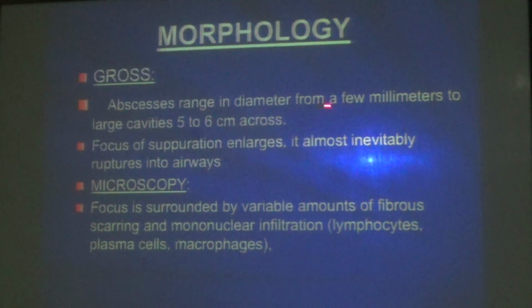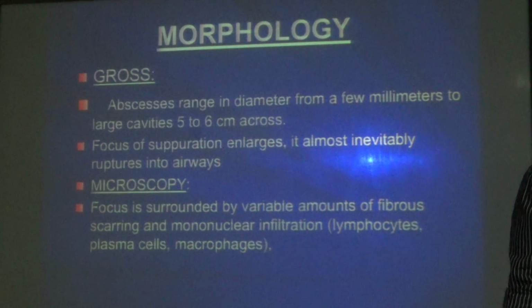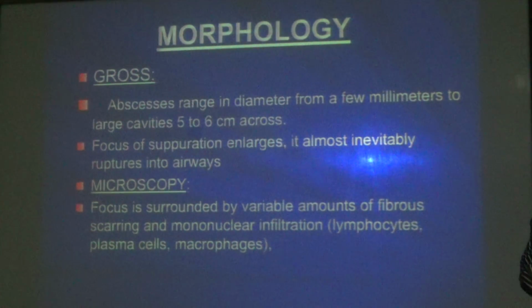Grossly, abscesses range in diameter from a few millimeters to large cavities up to 6 centimeters. Focal suppuration, nothing but the neutrophil collection, we will call it suppuration, pus. These cavities are only in the lung. As the suppuration enlarges, it almost inevitably ruptures into the airways. Microscopically, the focus is surrounded by variable amounts of fibrous scarring and mononuclear inflammatory cells such as lymphocytes, plasma cells and macrophages. These are the various cells you will see here.